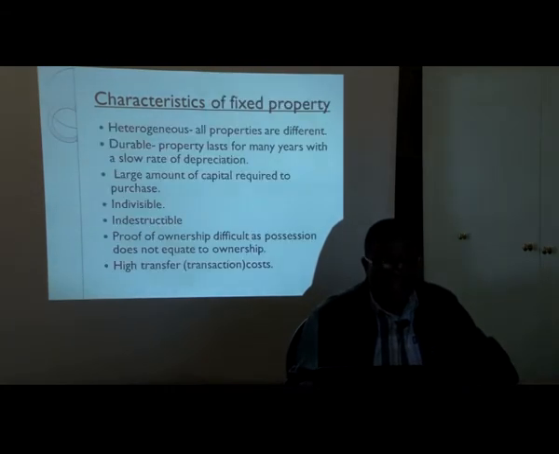I think I must have given about 11 or so characteristics, but you can think of as many as possible. Those things which make real property different from movable property.